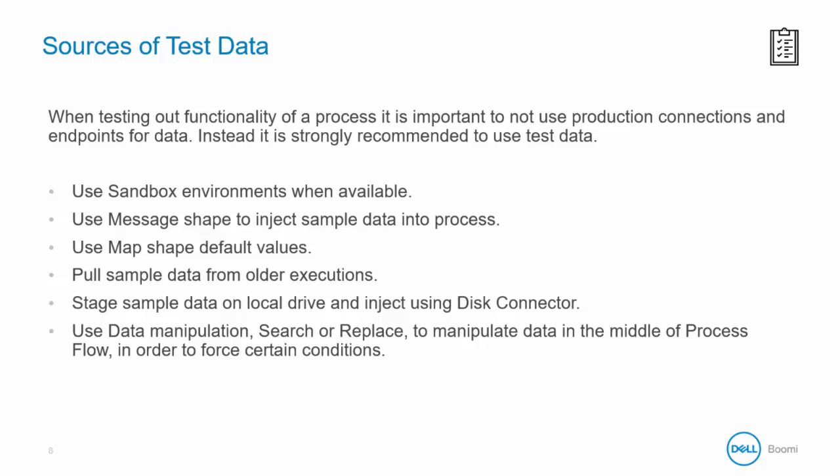Then stage some sample data on a local drive and inject it into your process using the disk connector. Do you have an old XML file maybe that was processed? Put it on a shared drive and start your process with a disk connector to load that document. You can also use data manipulation, search or replace to manipulate data in the middle of the process flow in order to force certain conditions. So for example, if you want to test a particular branch, you can create your data in such a way that it will be forced to travel down that branch you want to test.